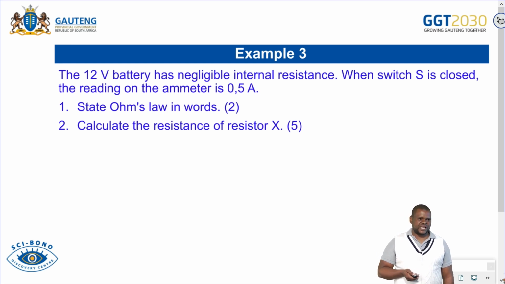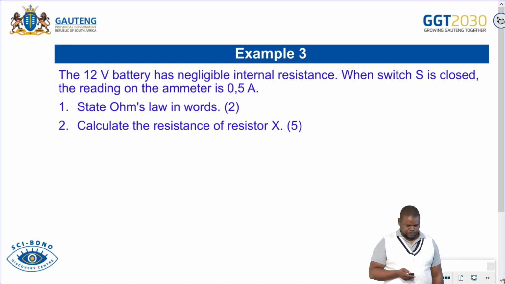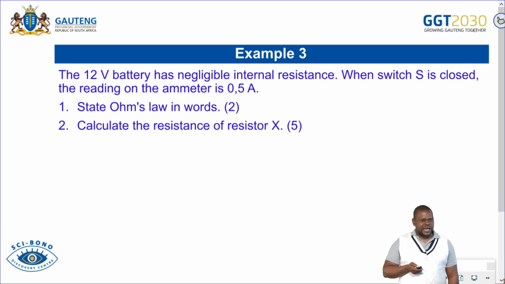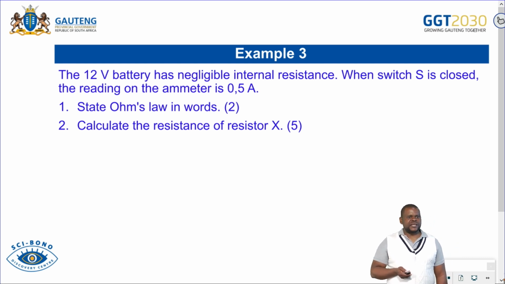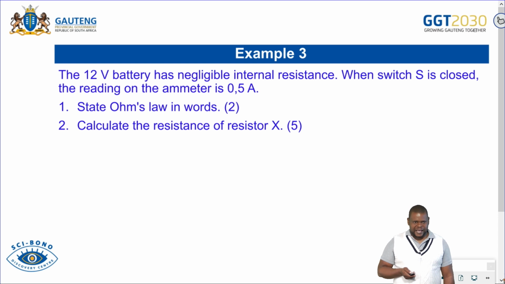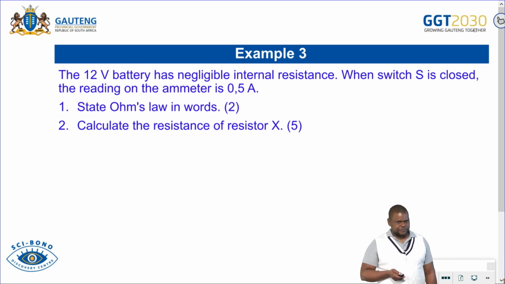The first question says, state Ohm's law in words. It is not by mistake that they mentioned state Ohm's law in words, because they don't want you to give us the formula. They want you to state it in words. You must write words there, grade 11. And the second question says, calculate the resistance of the resistor X. You can see, grade 11.